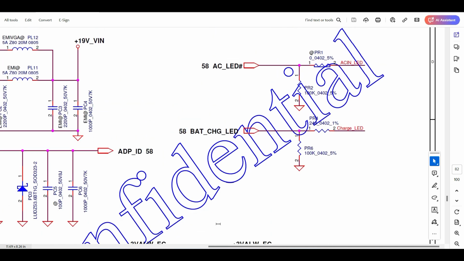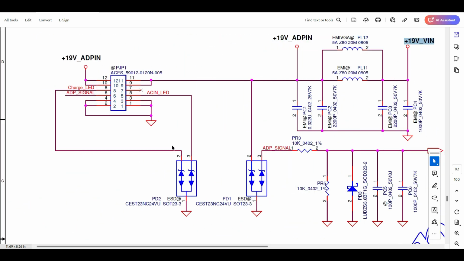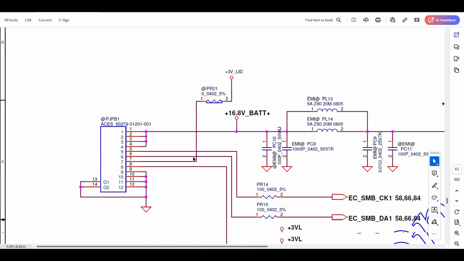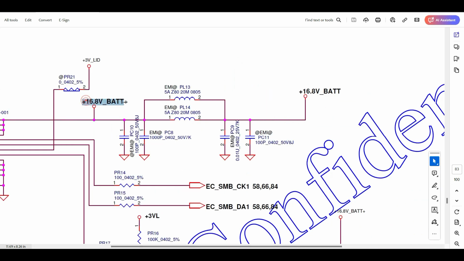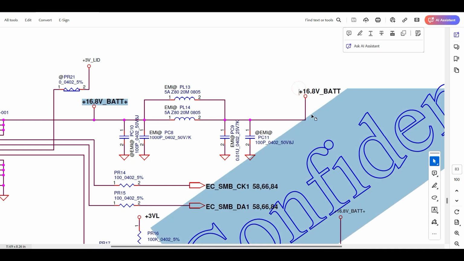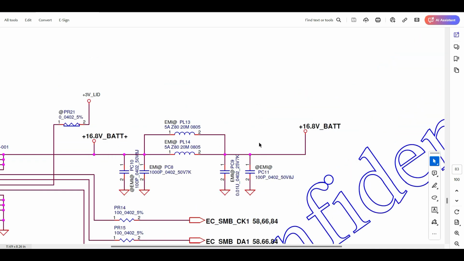So let us check. Now we got the main source from the adapter, 19V in. Okay, and next if you come down, the other source is the battery. Battery also, see, these pins are the positive. Using this positive we got this. So I already explained this one. Through this coil we got this one. So these two are the sources.